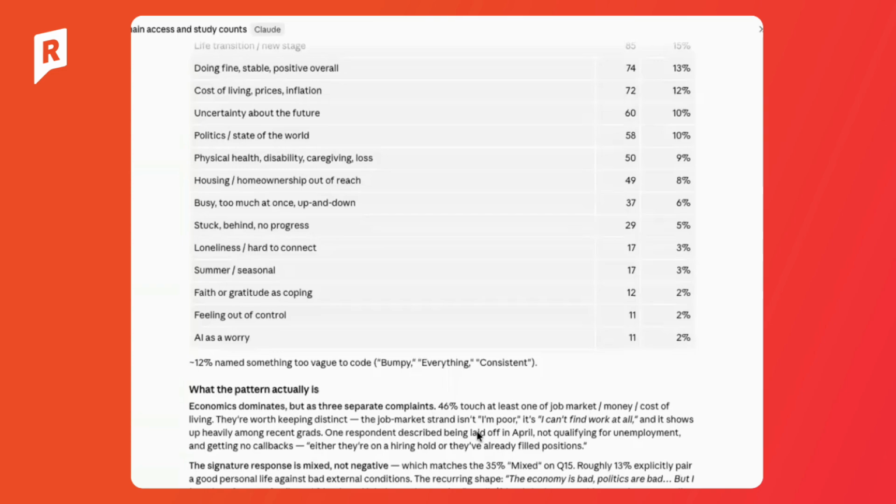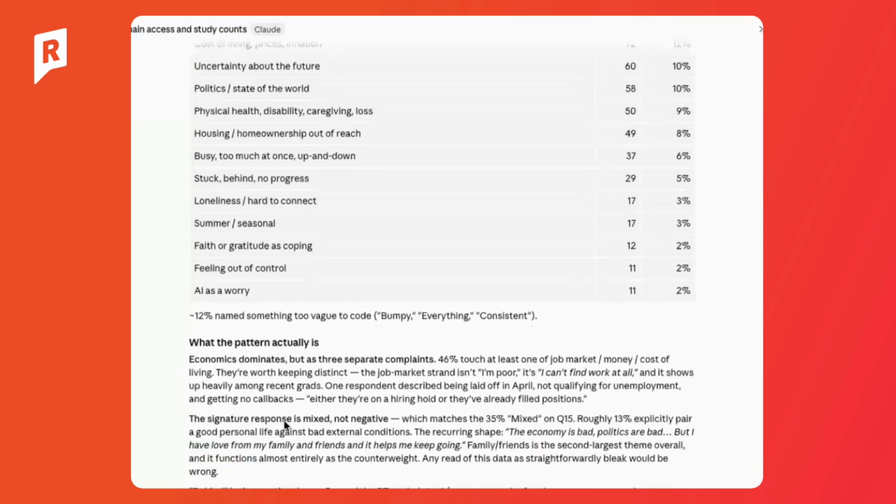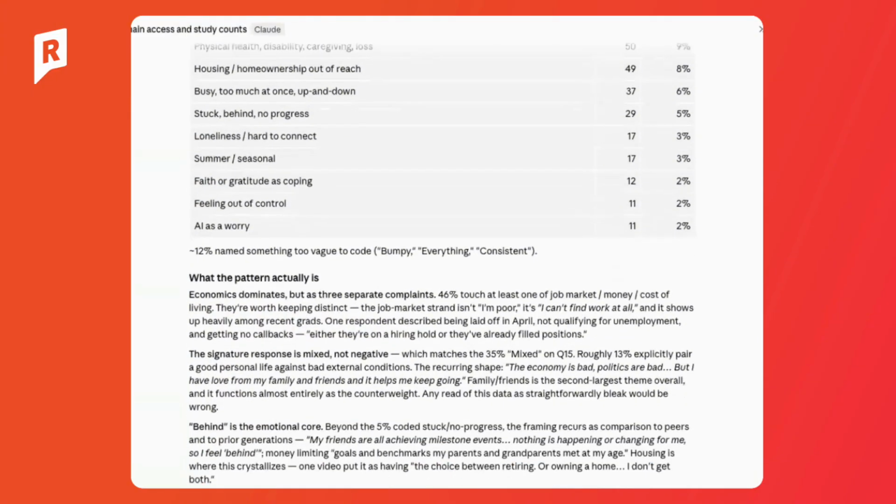The job market strand isn't "I'm poor," it is "I can't find work at all," and it shows up heavily among recent graduates. One respondent described being laid off in April, not qualifying for unemployment, and getting no callbacks. So it's gone in and given us direct quotes as well. The signature response is mixed, not negative. Behind is the emotional core. AI is nearly absent here.